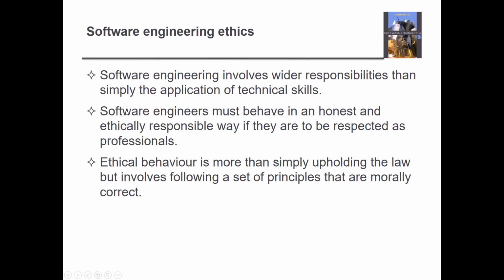So because of that, software engineers must behave in an honest and ethically responsible way. Ethical behavior is more than simply upholding the law, but involves following a set of principles that are morally correct.